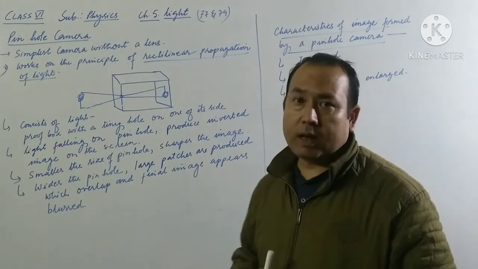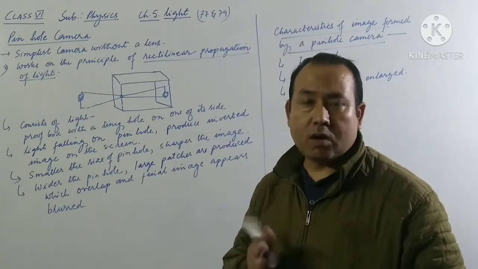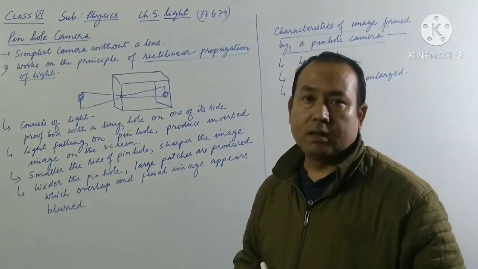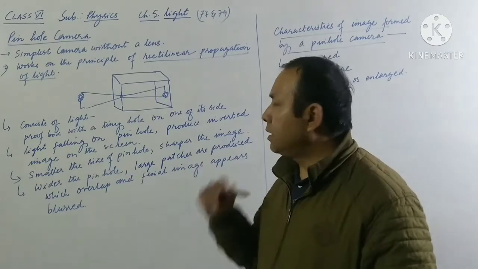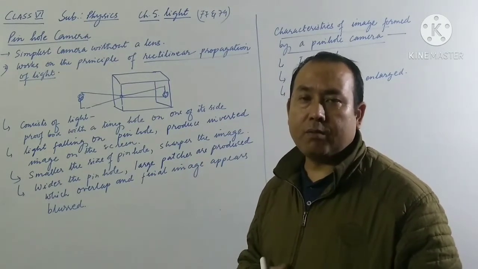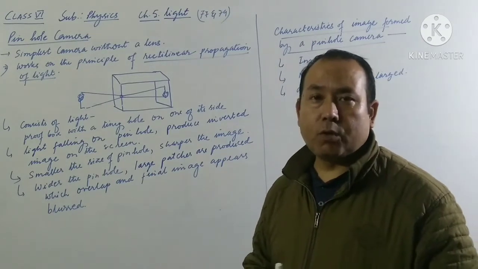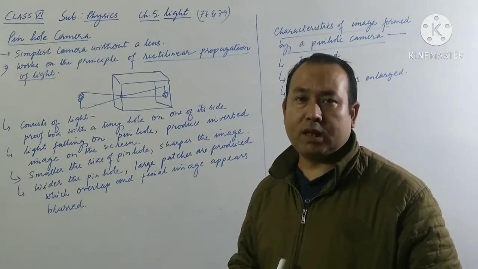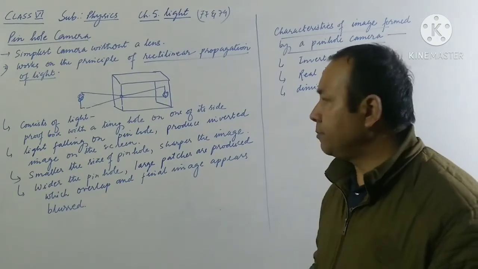Now see, the pinhole camera is the simplest camera and it does not consist of any lens. There is no glass-like structure there. In most cameras there is the presence of a lens, but here in this pinhole camera there is no lens at all. So it is the simplest camera without any lens. And the next one is that its working is based on the fact that light always travels in a straight line, that is rectilinear propagation of light.